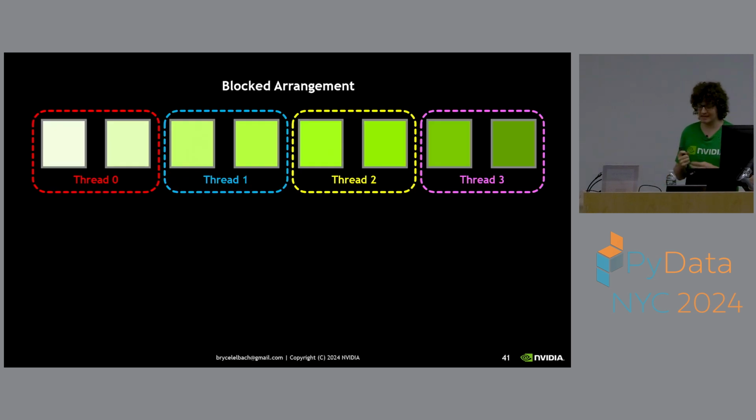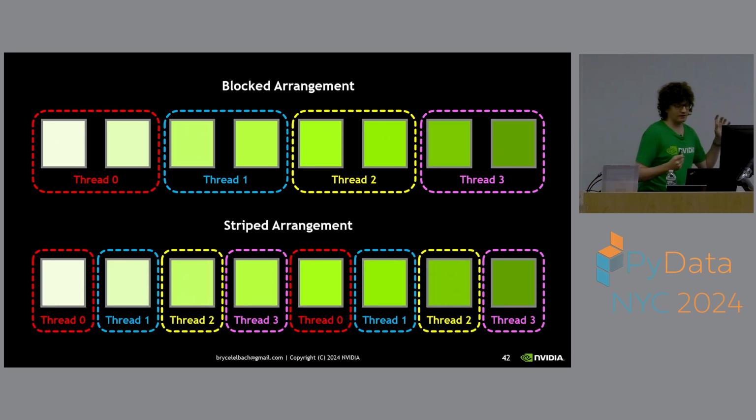So in our first naive example, we had what is called a blocked arrangement of the aggregate tile of items that each thread block handles. So each thread was responsible for a contiguous set of items in the global input and output. But in our second example, we had a striped arrangement, which is often more efficient. And in the striped arrangement, the aggregate tile is partitioned across the thread block with a stride of the thread block size.